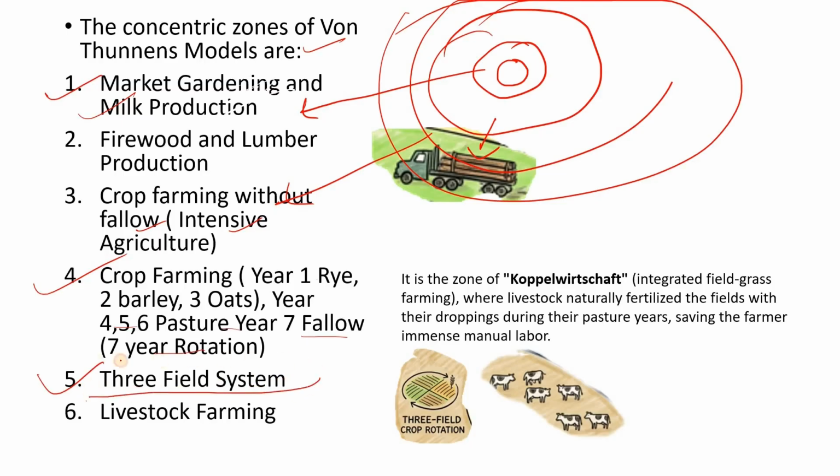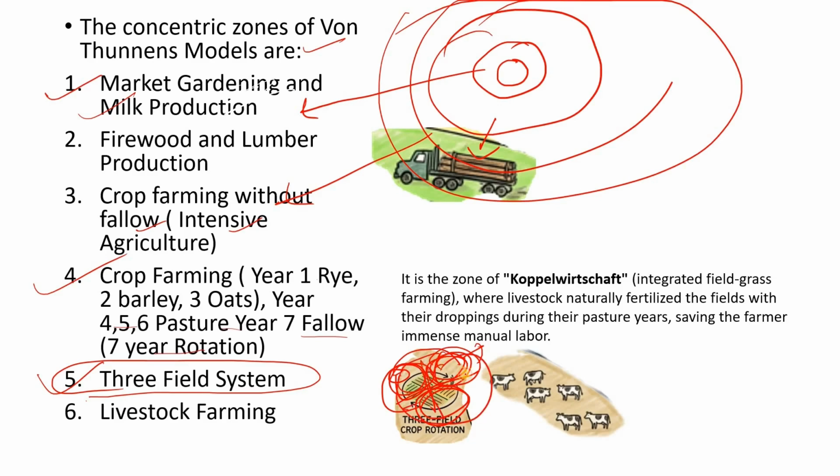I have forgotten to mention this. The three field system. Three field system means what? One of the fields will grow the pasture, another will grow the cereals, and one will be left fallow. Like this, you are rotating the crop production, and after that season, what will you do? You will keep this land fallow.